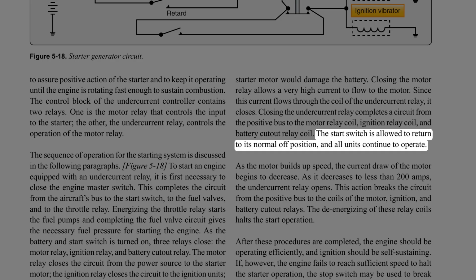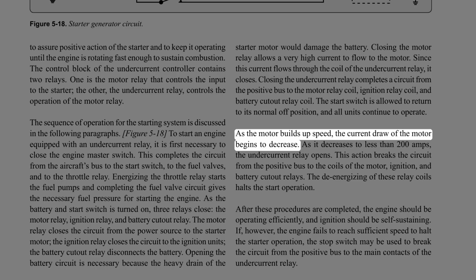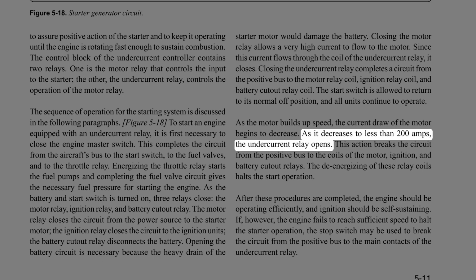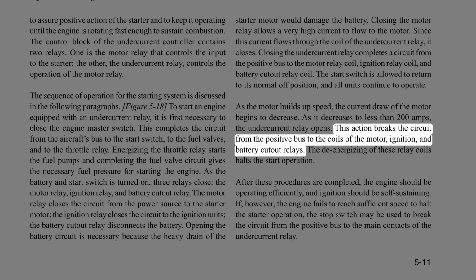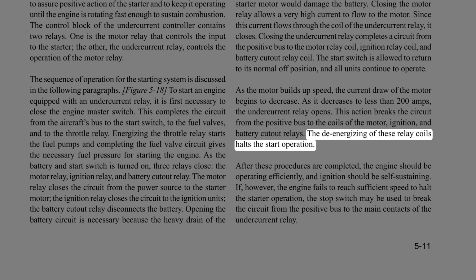to operate. As the motor builds up speed, the current draw of the motor begins to decrease. As it decreases to less than 200 amps, the undercurrent relay opens. This action breaks the circuit from the positive bus to the coils of the motor, ignition, and battery cutout relays. The de-energizing of these relay coils halts the start operation.